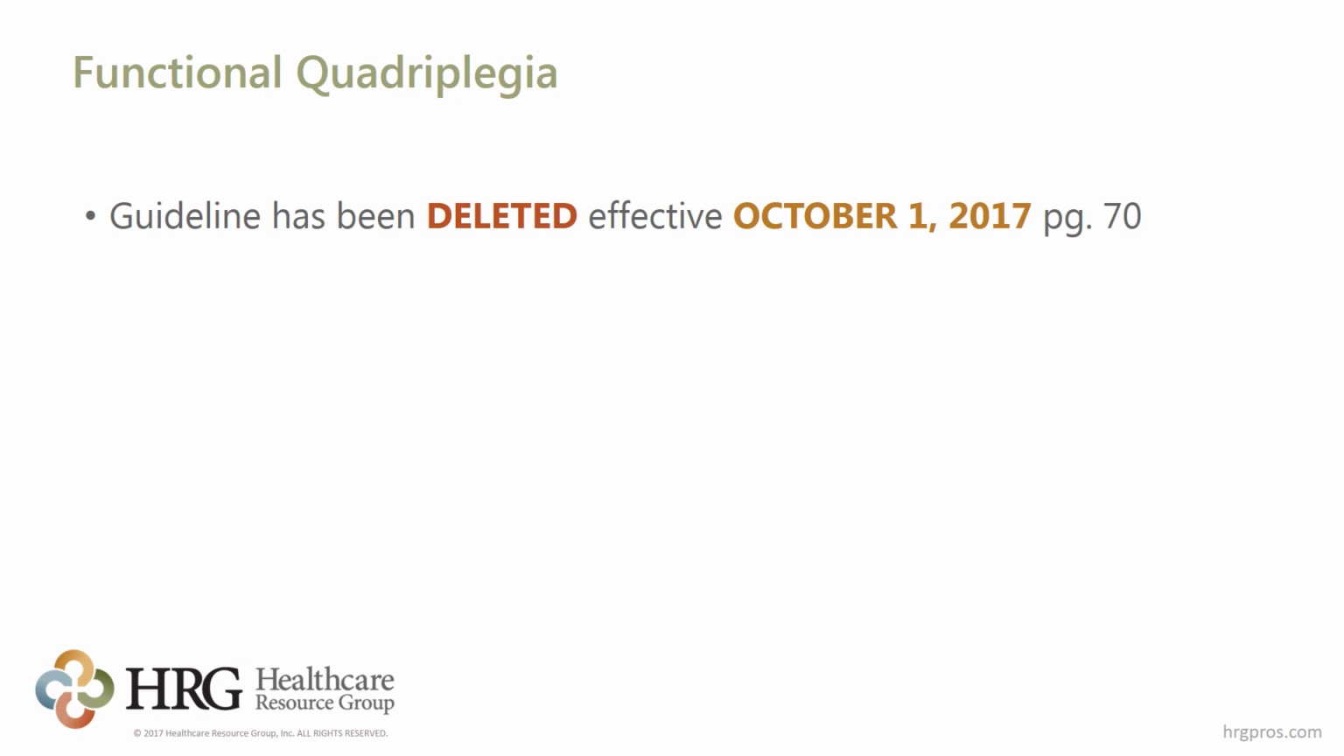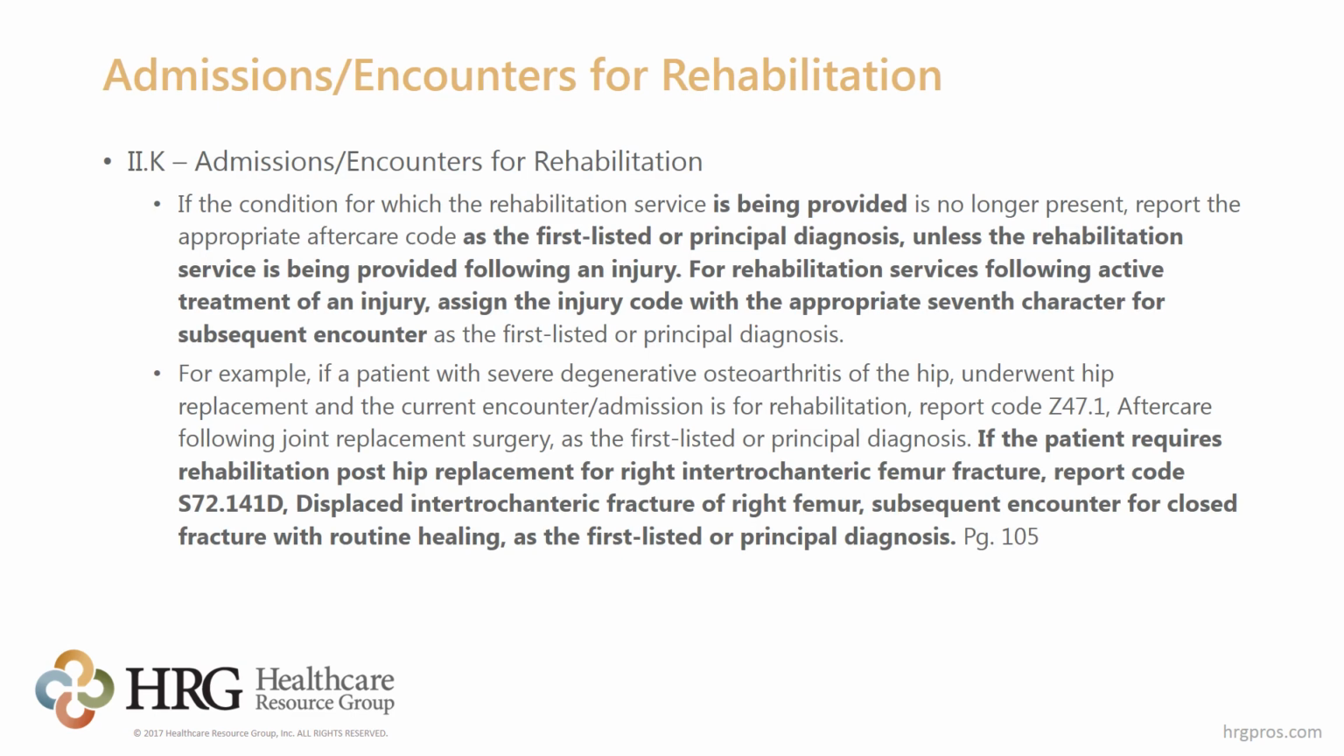Effective October 1st, 2017, the coding guideline for functional quadriplegia has been deleted. The last coding guideline change is actually found in section 2K, admissions or encounters for rehabilitation.